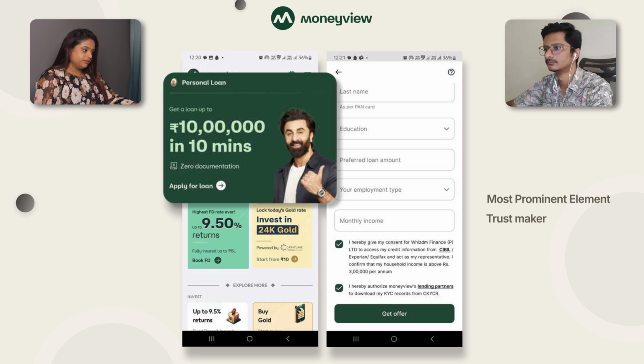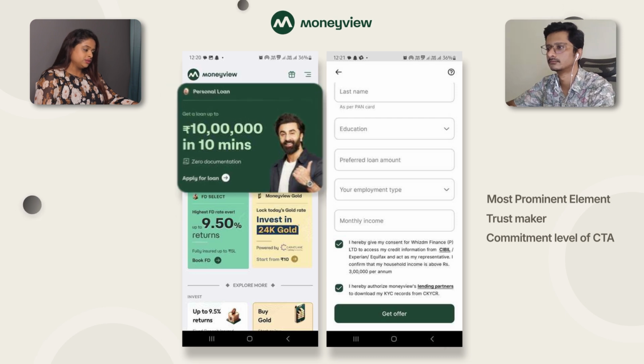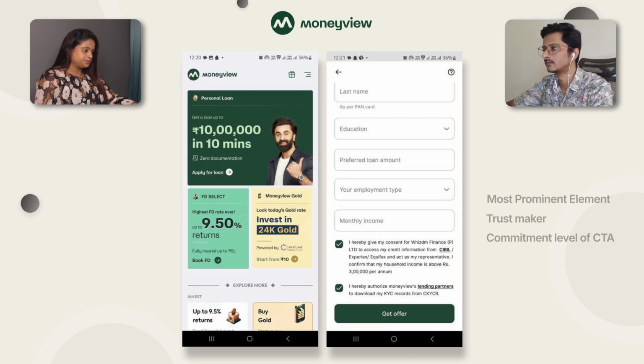And same as Navi Finance, we see that the CTA says apply for loan and directly lands into a form filling experience. Again, I would comment on the same thing, that maybe there are more information pieces that one would like to know before going forward and filling the form. So that could have been better.